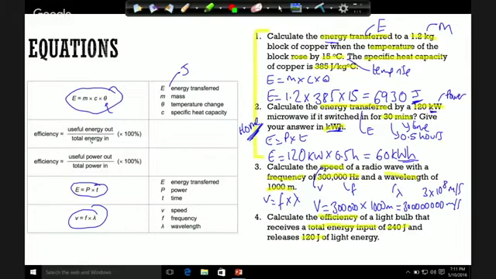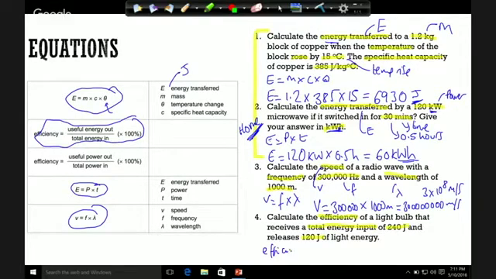So if we look over here, we've got 2 equations for efficiency, and we haven't got the words power in our question, but we have got the words energy. So we know to use this equation here. And in your paper, I'd expect you to write it out and then put the numbers in. But because I'm short of space, I'll just put the numbers in.